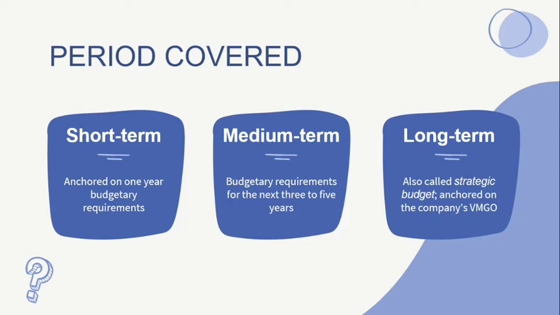So, long term budget plans are also called strategic budget. So, these long term budgets are anchored on the company's VMGO, vision, mission, goals and objectives. So, ang content sa long-term budget dapat align na siya sa VMGO sa company. Although, ang short-term and medium-term dapat align sad siya sa VMGO, but it is more on the day-to-day function of the business, sa daily operations niya. Whereas, ang long-term has a wider perspective sa business and large scale na ang iyang mga plano.